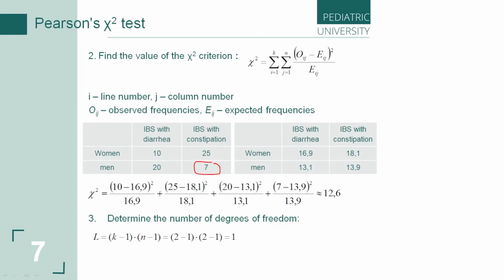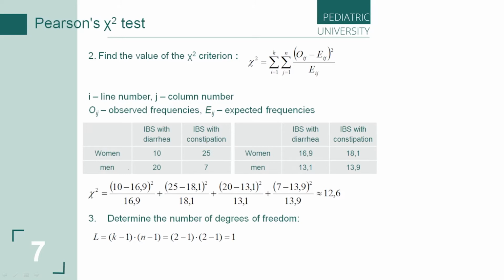So 10 minus 16.9 in square divided by 16.9. This is for women with diarrhea. What is the next? Women with constipation. 25 minus expected frequency 18.1 in square and divide by 18.1.